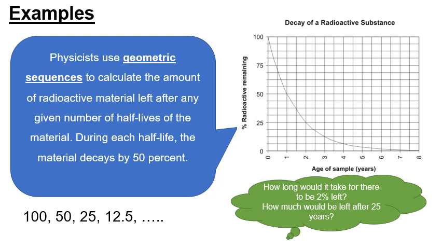So if we use the formulas for geometric sequences, we could very quickly work out things like how long would it take for there to just be 2% left, or how much would there be left after 25 years. Those sorts of questions could be answered very quickly using the geometric formulas that we learned when we did that topic.